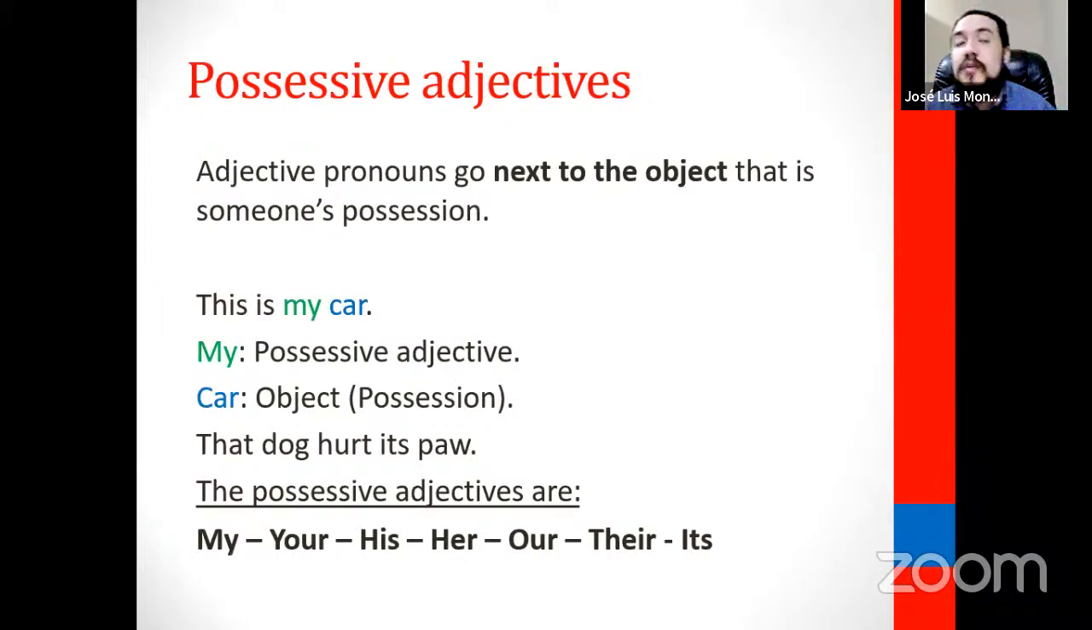But we have to, of course, work on some comparison. Possessive adjectives, what I was telling you, right, is an adjective that goes before the noun that it describes, right? This is my car. My is a possessive adjective, car is the object, the possession. That dog hurt its paw. Its is the possessive adjective, paw is the object, right? And these are the possessive adjectives that we got. My, your, his, her, our, their. All right, those are the ones.